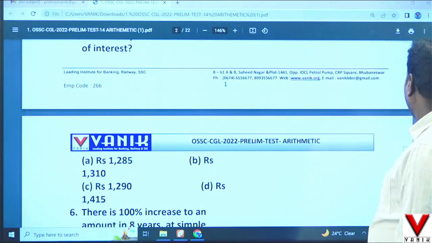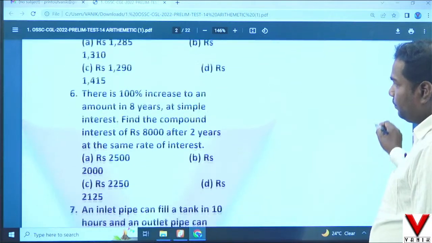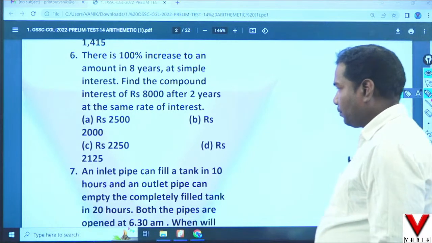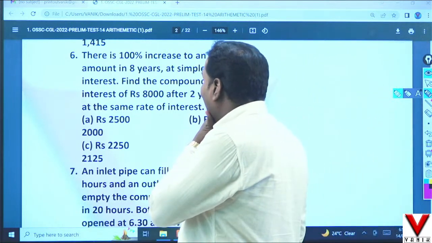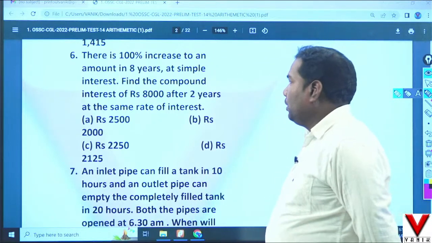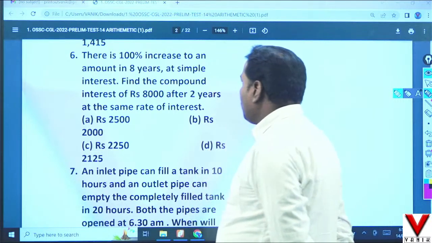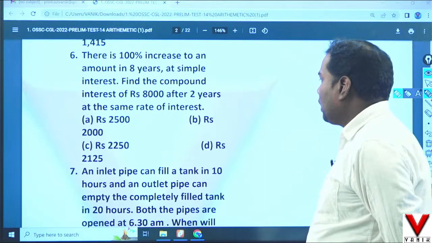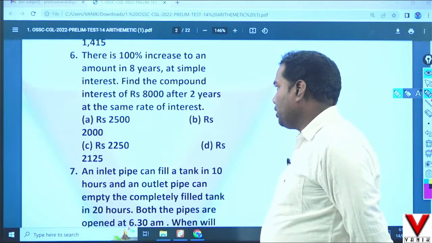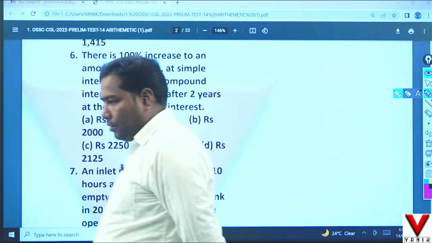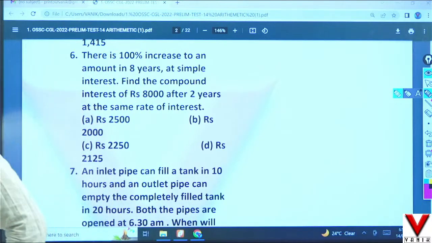Question number 6. There is a 100% increase to an amount in 8 years at simple interest. Find the compound interest on 8,000 rupees after 2 years at the same rate of interest. Very easy question. Please tell me the answer.